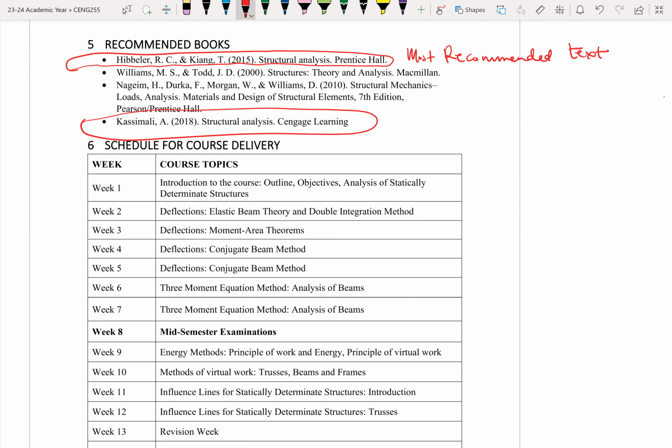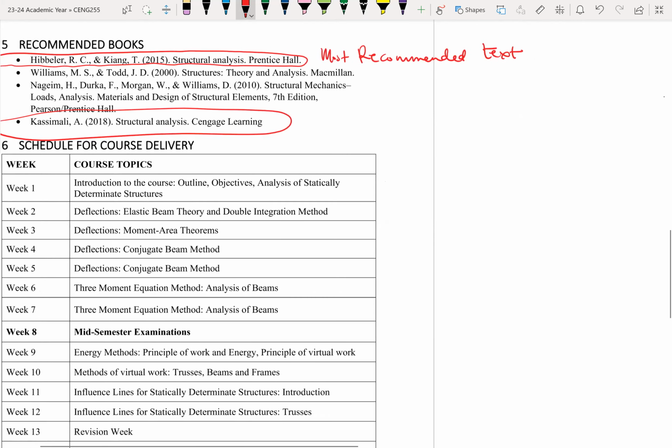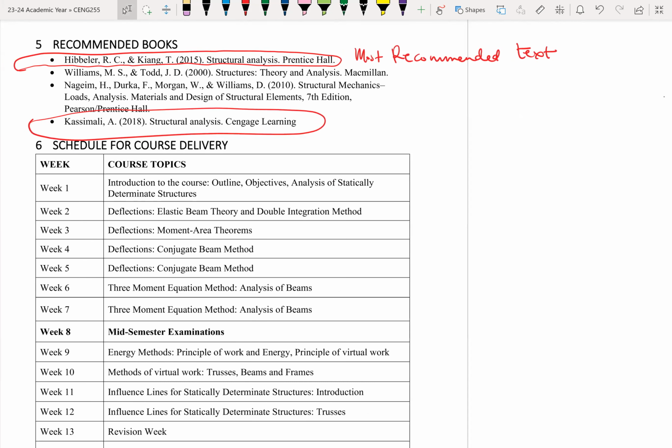If you go to the library, I think you find this other textbook, this Indian origin textbook. Let me see if I can remember the name. I think there are different volumes.